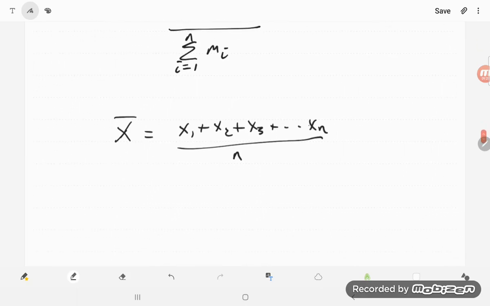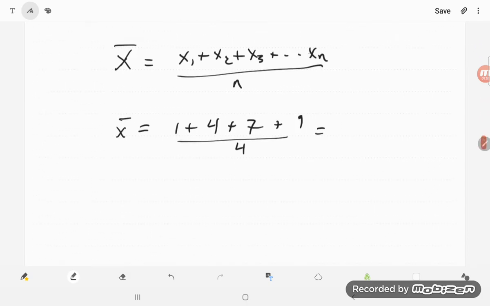But now, for each of these x's, let's toss in a multiplicity. So in other words, here, maybe I was saying something like x bar is equal to 1 plus 4 plus 7 plus 9, all divided by 4, and I got that number.